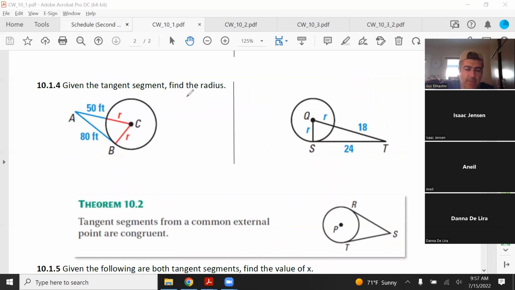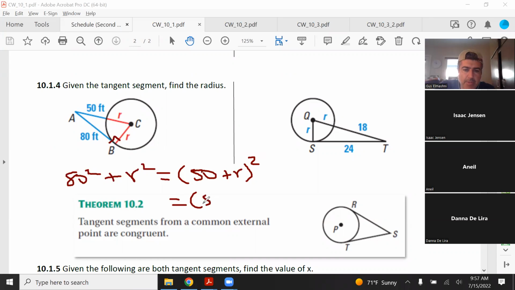Here you have to find the radius, and you're told that it is a tangent. So in this case, you're going to say 80 squared plus r squared equals (50 plus r) squared. Now that one's a little tricky because it's going to involve some more advanced algebra skills. We haven't talked about this algebra skill yet. It's called the FOIL process. You get (50 plus r) times (50 plus r), which of course is 2500 plus 50r plus 50r plus r squared.